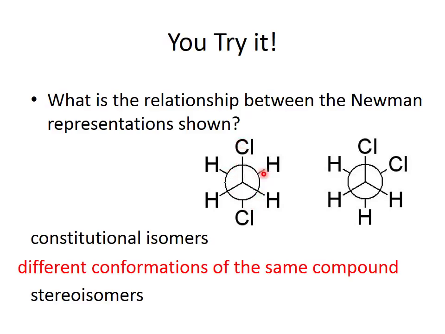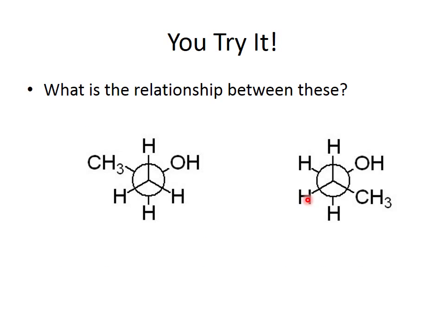What you do have, though, is that this is the anti-conformation of 1,2-dichloroethane, and this is the gauche conformation. If you look, I just twirl this chlorine in back up to this position right here, and I will get this conformation. So what is the relationship between these two?